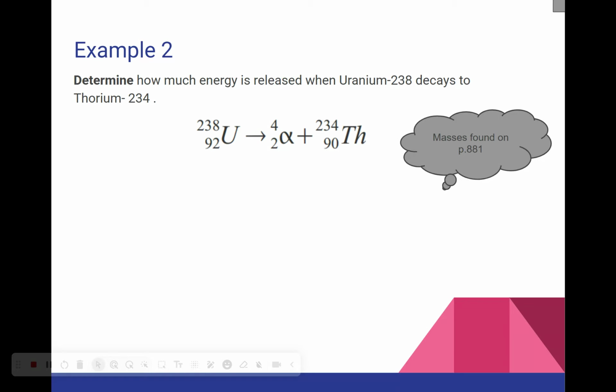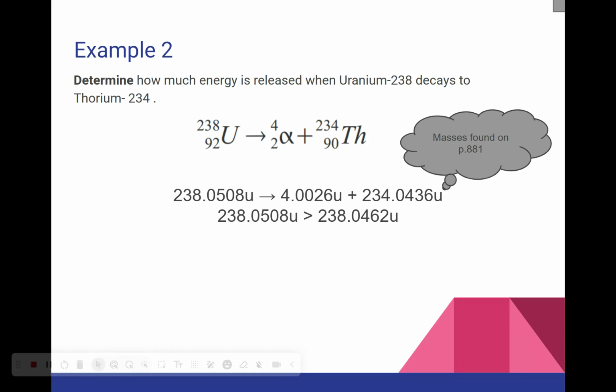Now, if this was on a test or even a diploma, we'd probably give you a chart with a bunch of atomic mass unit weights of these different isotopes, but I'm just going to find these masses in the back of our textbook on page 881. When I look there, I'll see that uranium-238 has a mass of 238.0508 atomic mass units. My alpha particle, really just a helium nucleus, is 4.0026 atomic mass units, and thorium-234 is 234.0436 units. Now I'm going to take those two numbers on the right and add them, and that's when I can see that what I started with is heavier than what I ended with.